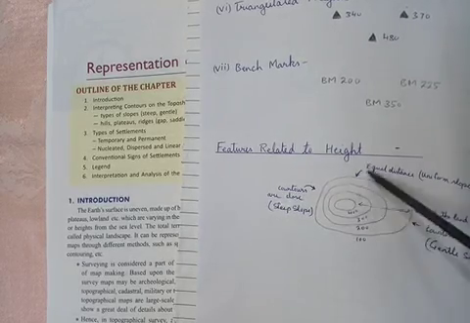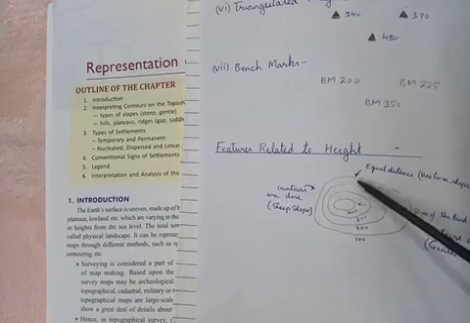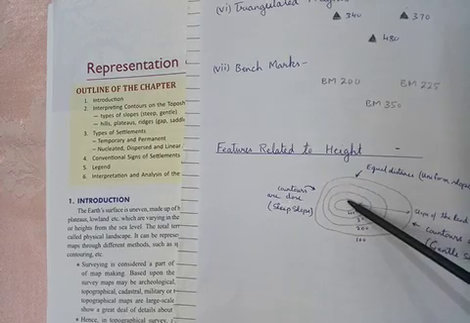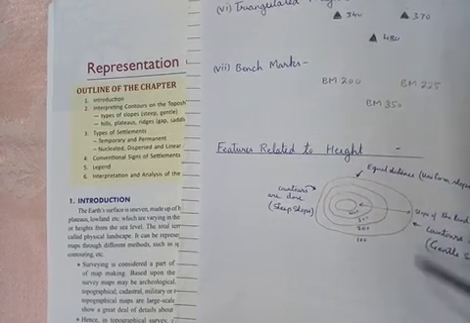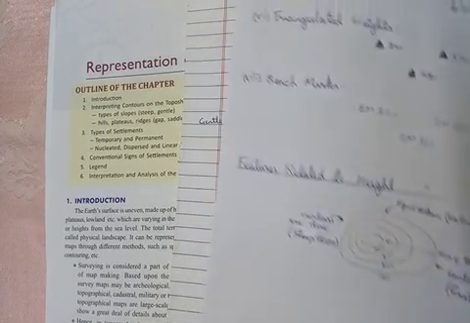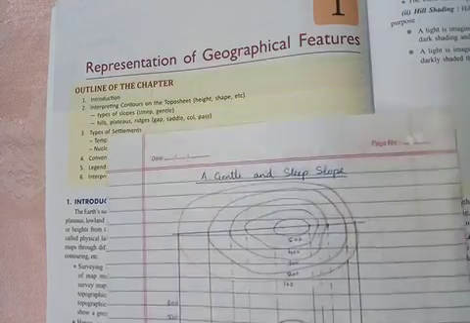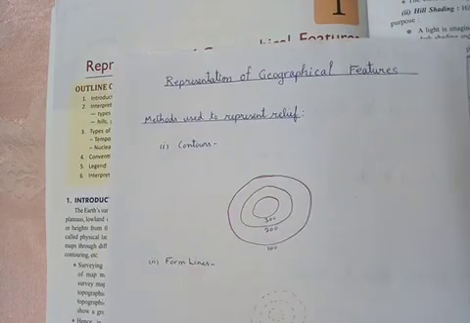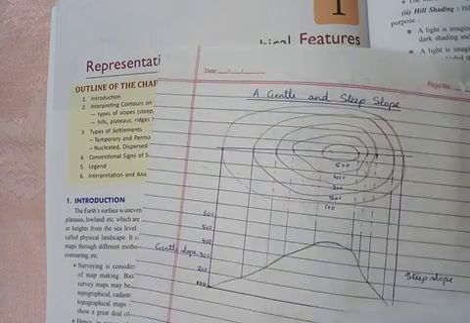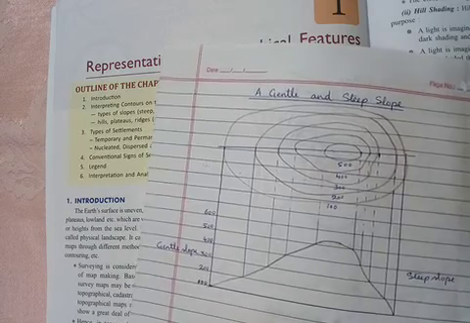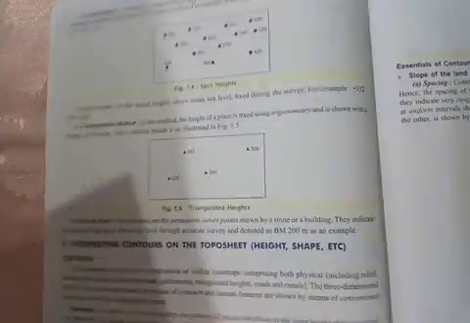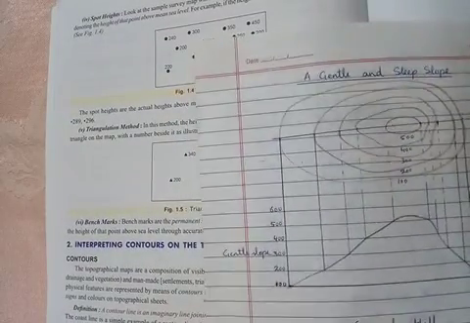Now here above, you will see all the contours are at an equal distance, and it shows a uniform slope. We call it a uniform slope. So these are some important features. Now let's move to the representation of geographical features. So first of all, we are going to see the gentle slope and steep slope.